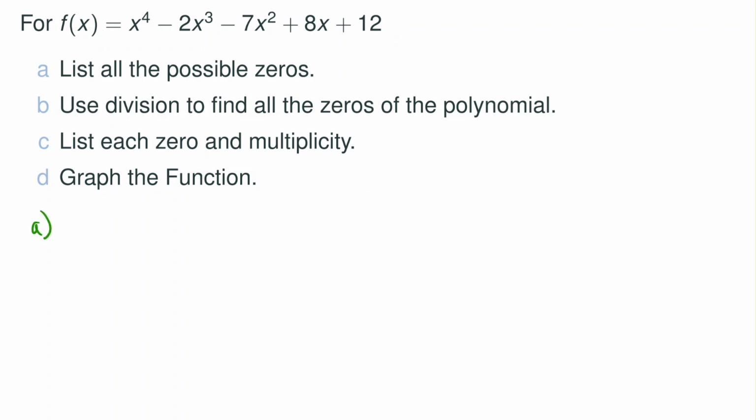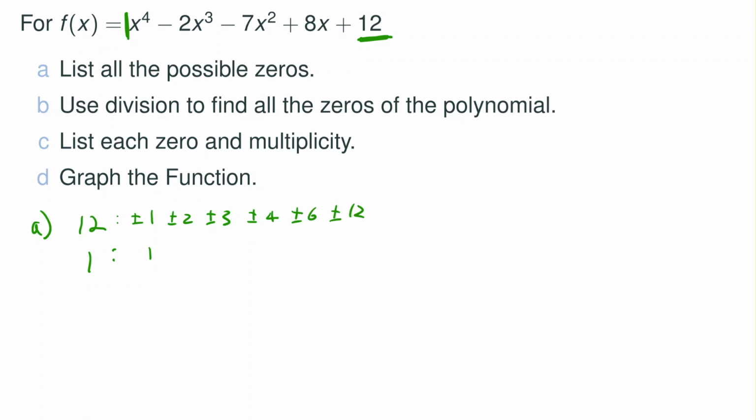List all the possible zeros. For that, we look at the coefficients here, 1 and 12. So we write 12 first and 1. Then we list all the factors of 12, which are plus minus 1, plus minus 2, plus minus 3, plus minus 4, plus minus 6, plus minus 12.